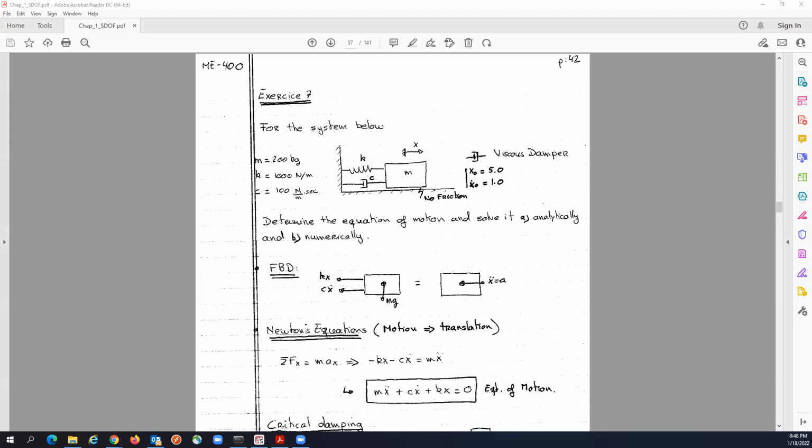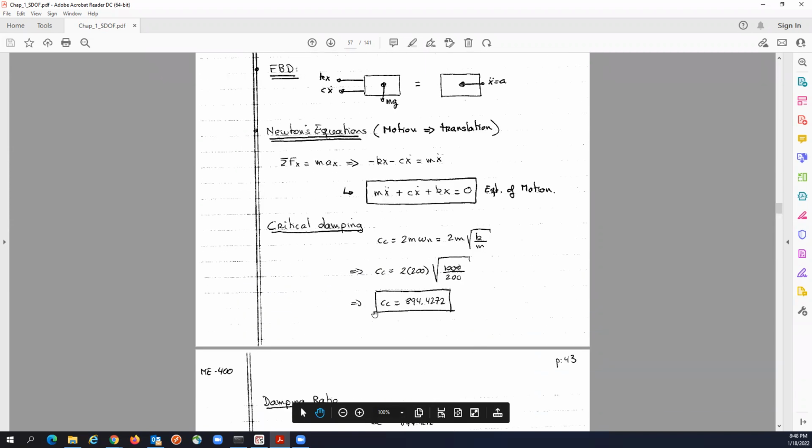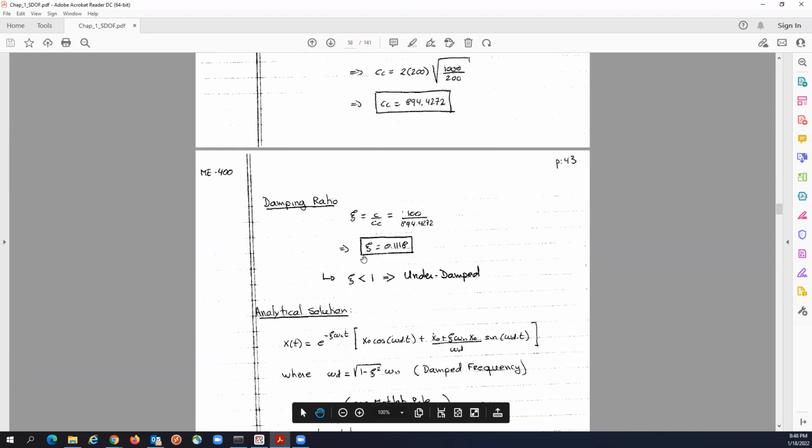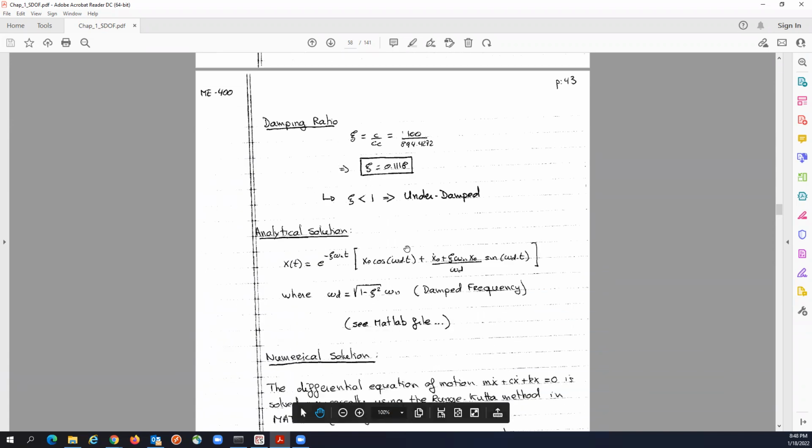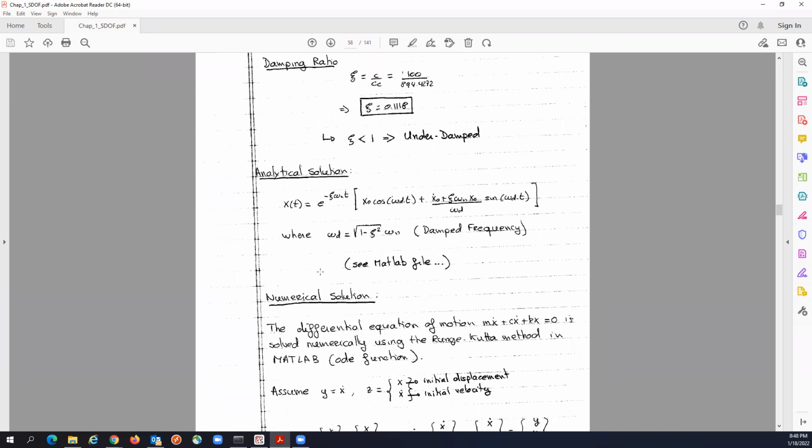So basically, this is the typical single degree of freedom where we have the mass, the damper, and the spring. And some initial conditions: initial displacement 5, initial velocity 1. And we need to determine the solution, okay? So this shows how to derive very quickly the equation of motion. Anyway, in this case, we know it will be underdamped with a damping ratio of 0.118. The analytical solution will be of this form.